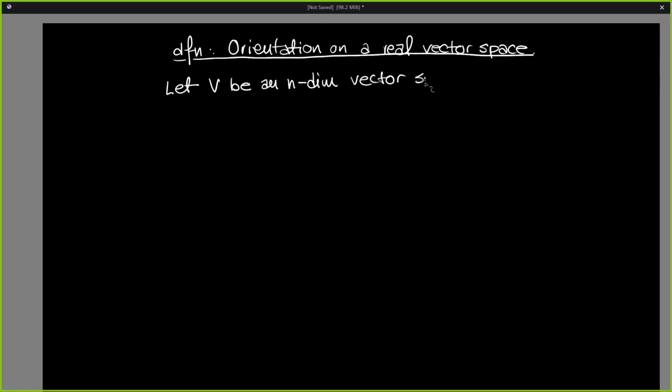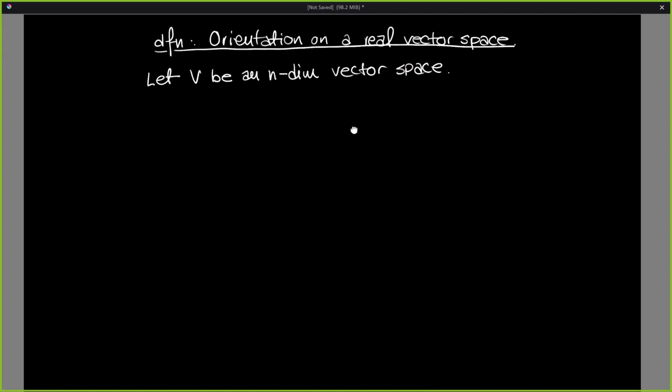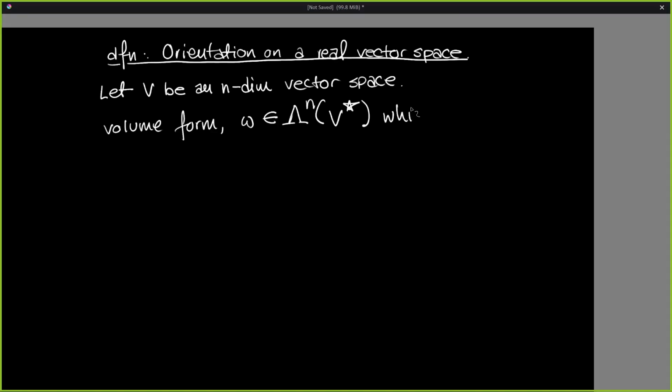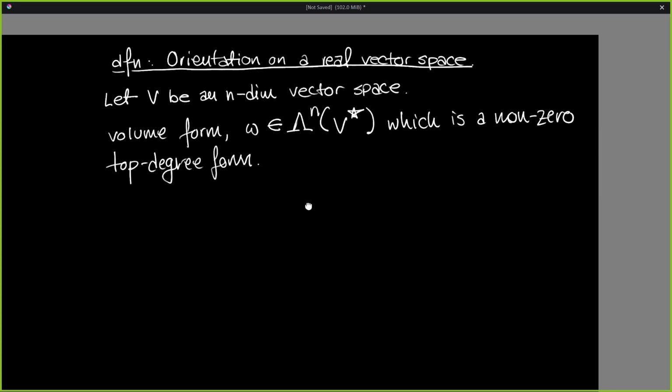So a real vector space. Then a volume form omega is an element of lambda n of V star, which is a non-zero top degree form. It's a choice of non-zero top degree form. There are many top degree forms. It's a non-zero choice of top degree form.